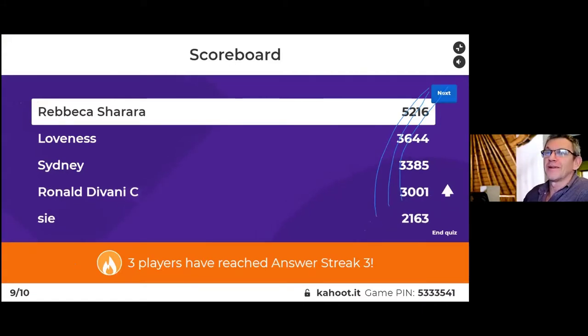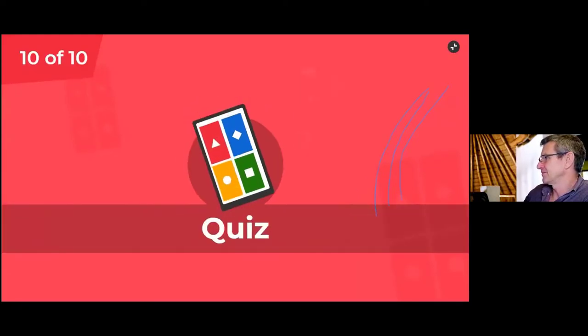Rebecca is just pulling away. She's awesome. All right. Loveness has regained her spot at number 2, but very close is Sydney and Ronald. So that's still a fight. And here's the last one coming up now.